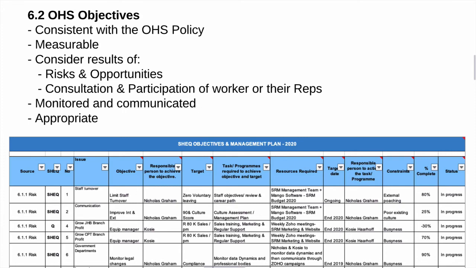So there's just a brief example of a way that you can pull those objectives through to a management plan which details the issues, the objectives, the responsible person, the measurables, the targets, the programs that you're going to utilize to achieve the objectives, the resources required, target dates, responsible person for the program, any particular constraints. And just remember that you're going to need to report, particularly in your management reviews, on the status of your objectives. So it's always good to have a percentage complete and also your status progress.